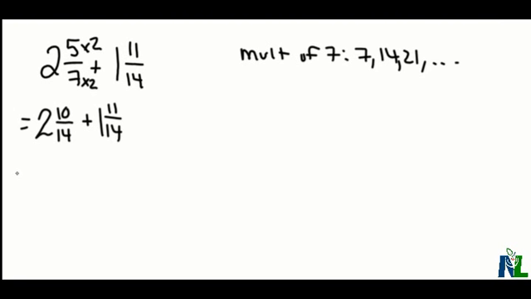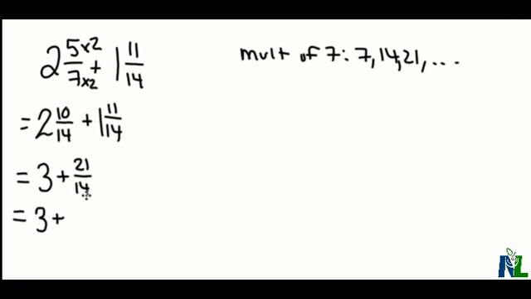So your first step is to add your whole numbers. 2 plus 1 is 3, and then you need to add to that the sum of the fractions. So 10/14 plus 11/14 is 21/14. But you should notice that this is an improper fraction. So our next step is to change that to a mixed number.